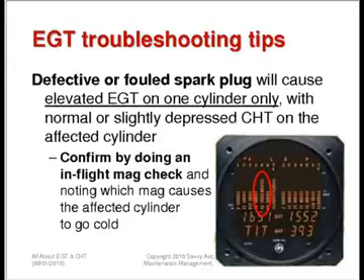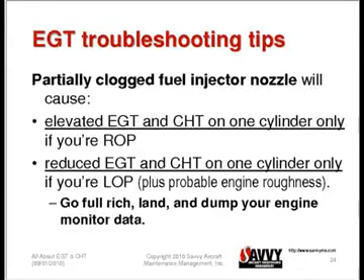Again, it's a good idea to confirm by doing an in-flight mag check, and when you switch to the mag that's powering the bad spark plug, the engine will start to run rough, and that EGT bar will start to fall to 0. And then when you switch back to both, it'll come back to this. But at any rate, elevated EGT on one cylinder is typically a spark plug that stopped firing, and elevated EGT on all cylinders is typically a mag that stopped working.